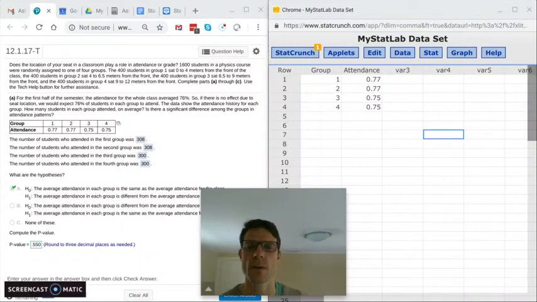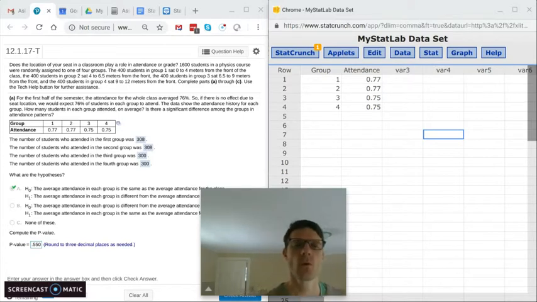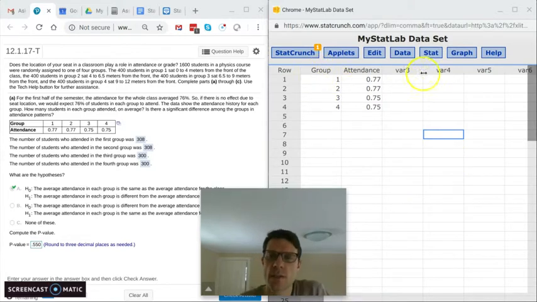Okay, this is number 8 on 12.1, and we're trying to figure out whether, at least in this first part, attendance is affected by where you sit in the class. Usually to run a goodness of fit test, you need an observed column and an expected column, and we're not given that here. Although this first part really has us figuring out what the observed data is.